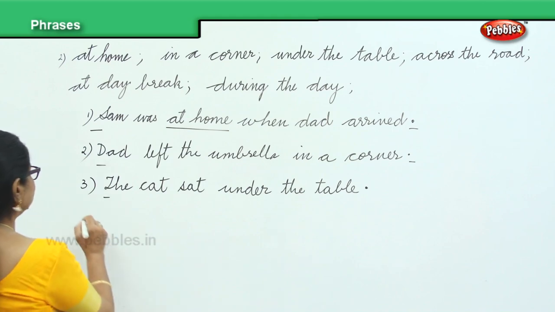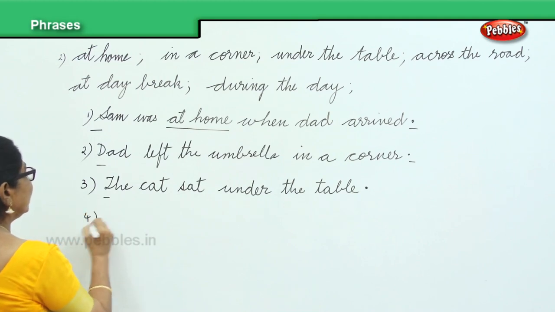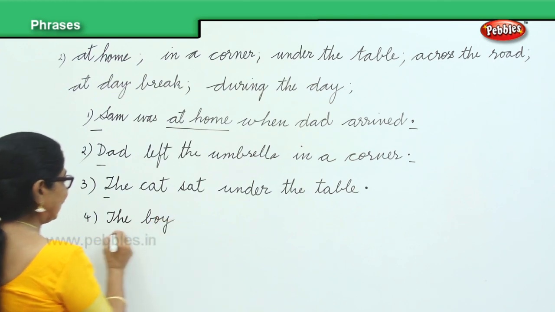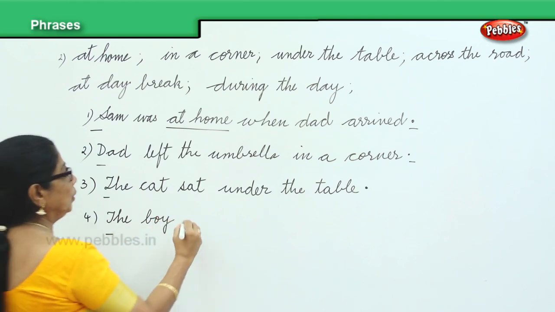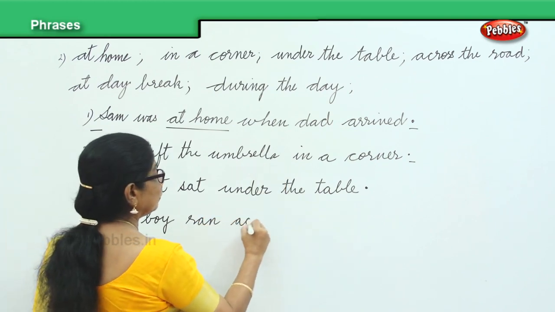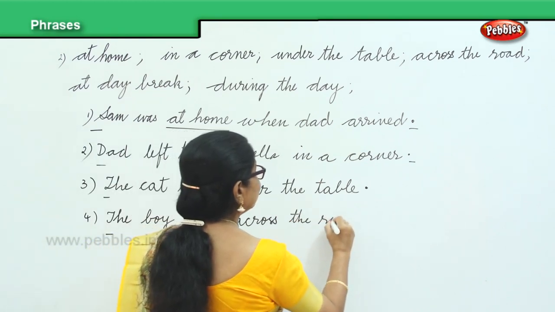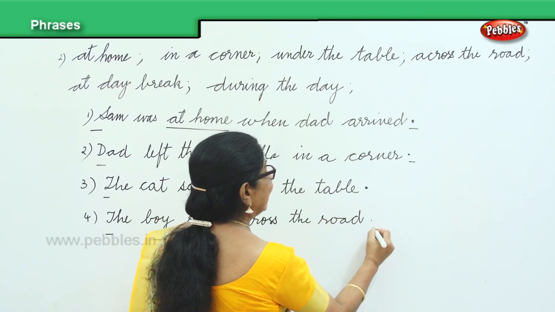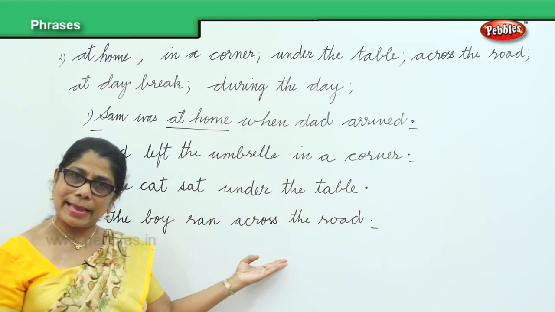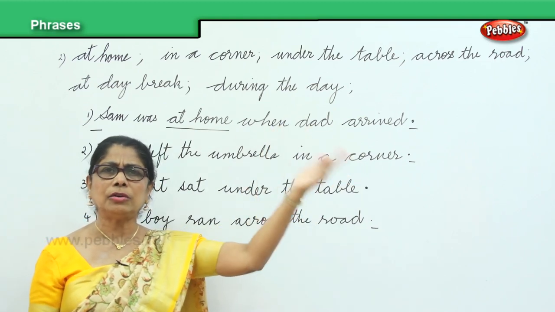Across the road. Across the road. The boy ran. The boy, capital letter, the boy ran across the road. Full stop. We end with the full stop. Across the road makes sense. Across the road, yes. My house is across the road. Or the boy ran across the road.